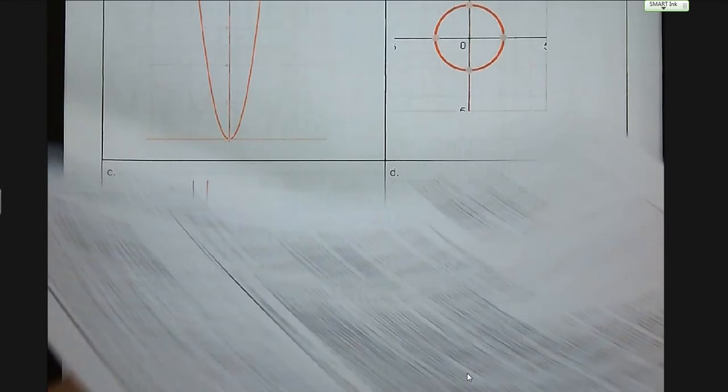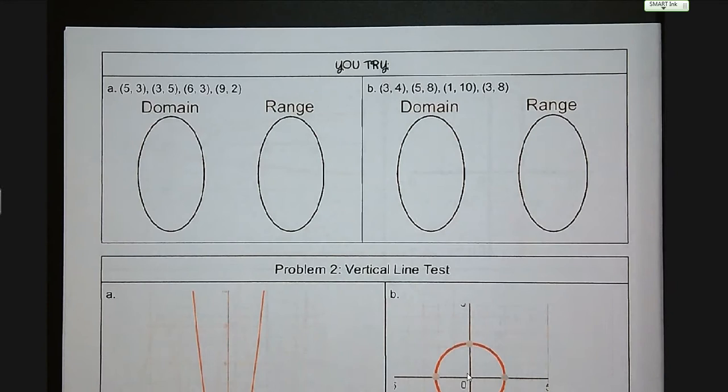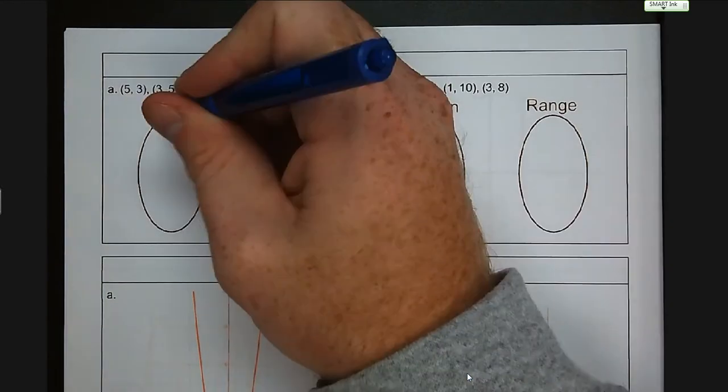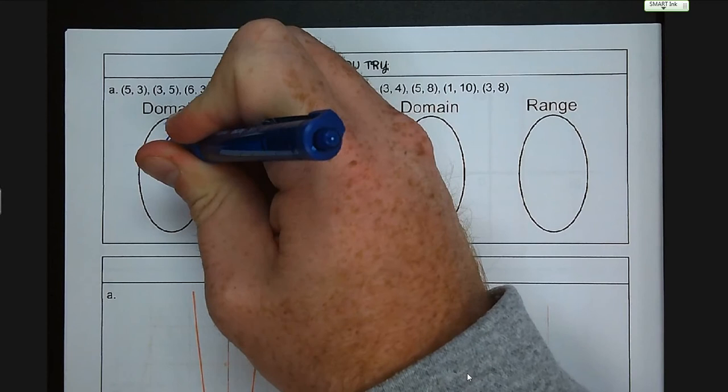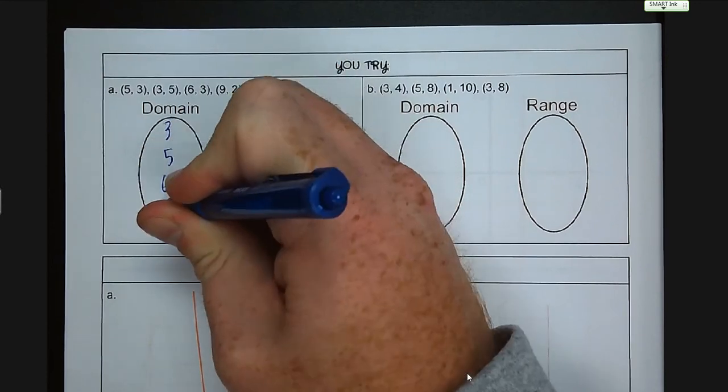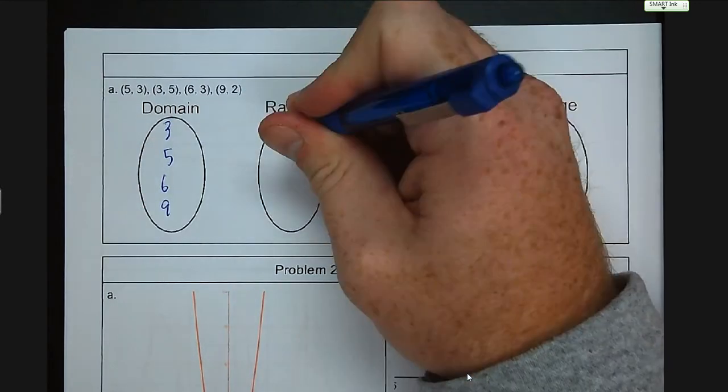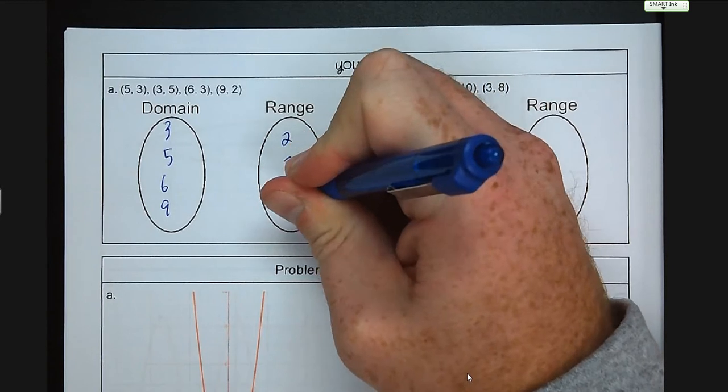So I want you guys to try letters A and B on your own. All right, so in order to go over these, we need to first list out the values in our domain and range. So in the domain, we have 3, 5, 6, and 9. In our range, we have 2, 3, and 5.